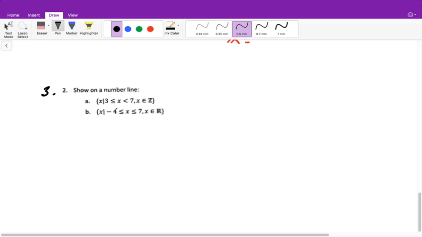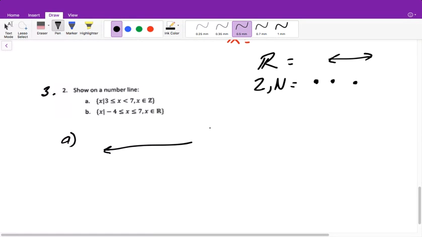All right, the next problems are 3.2. I'm going to go over these two because these are two different examples. Remember, anytime it's a real, our answer is going to be a straight line because it includes all of our numbers. And anytime it is an integer or natural number, it is going to have to be points because it only includes our whole numbers. So for A, we're looking for numbers that are between 3 and 7, equal to 3, and they're integers. So that's the main thing here. So we're going to go 3, 4, 5, 6, and 7.